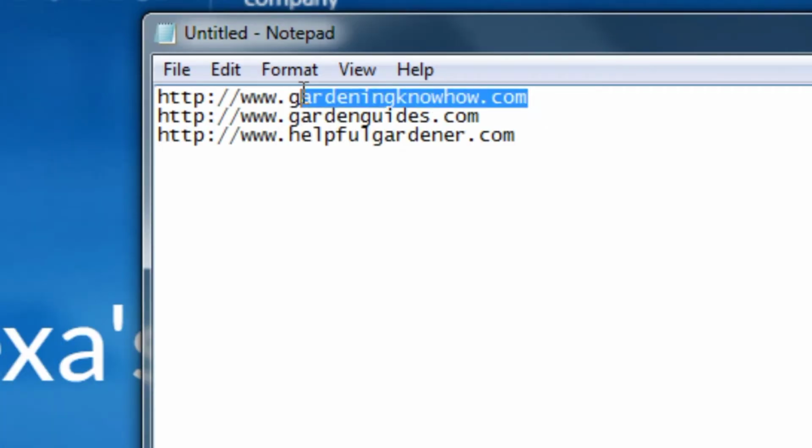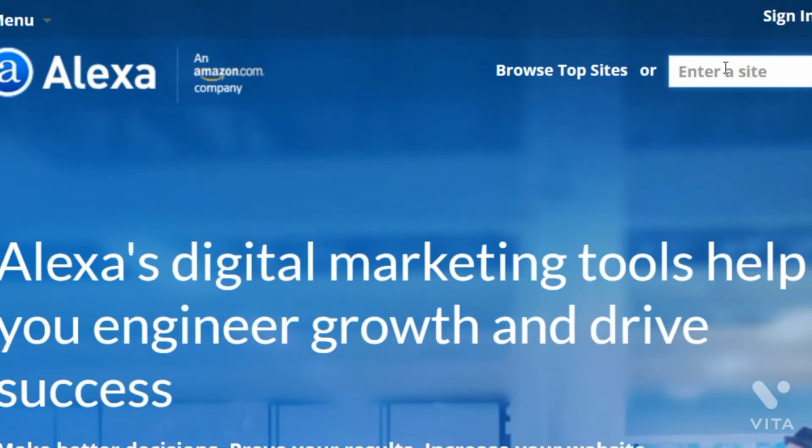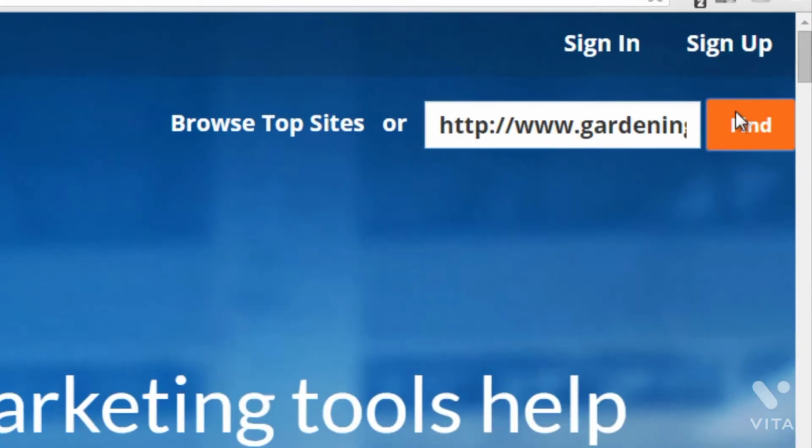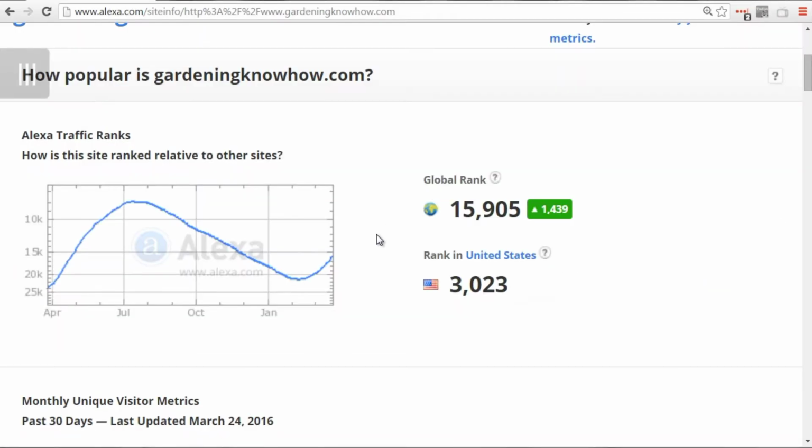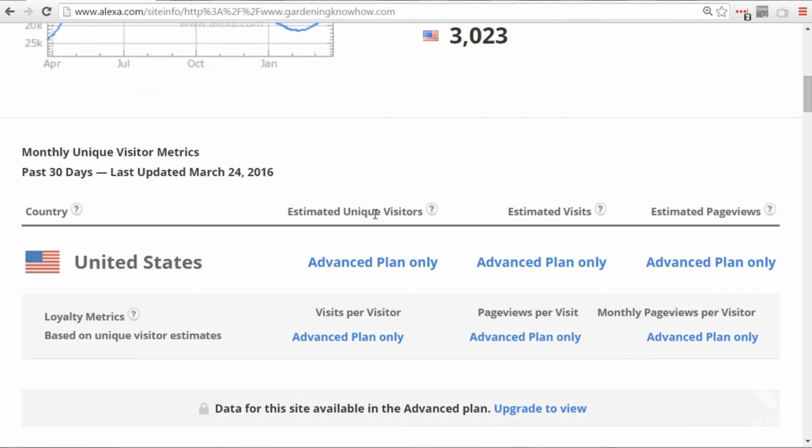I'm going to go ahead and copy gardeningknowhow.com in here. We're going to paste it and click on find. And here we go. Now, as we can see, the rank is 3,000 and the global rank is 15,000. Basically, the lower the number, the higher the rank. So we know right off the bat that gardeningknowhow.com is getting a ton of traffic.